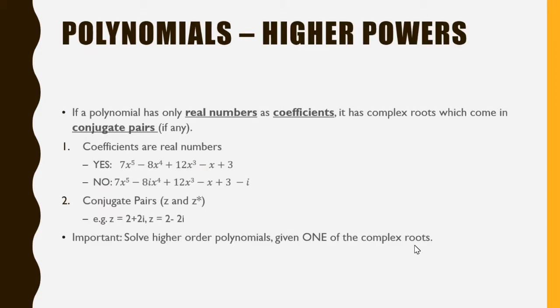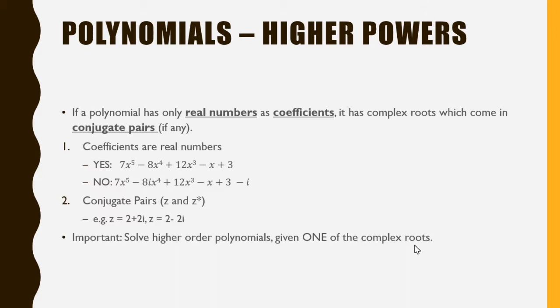Okay, so when it comes to higher powers, if a polynomial has only real numbers as coefficients, it has complex roots which come in conjugate pairs, if there are any complex roots. So I'm just going to give you a positive example and a negative example.